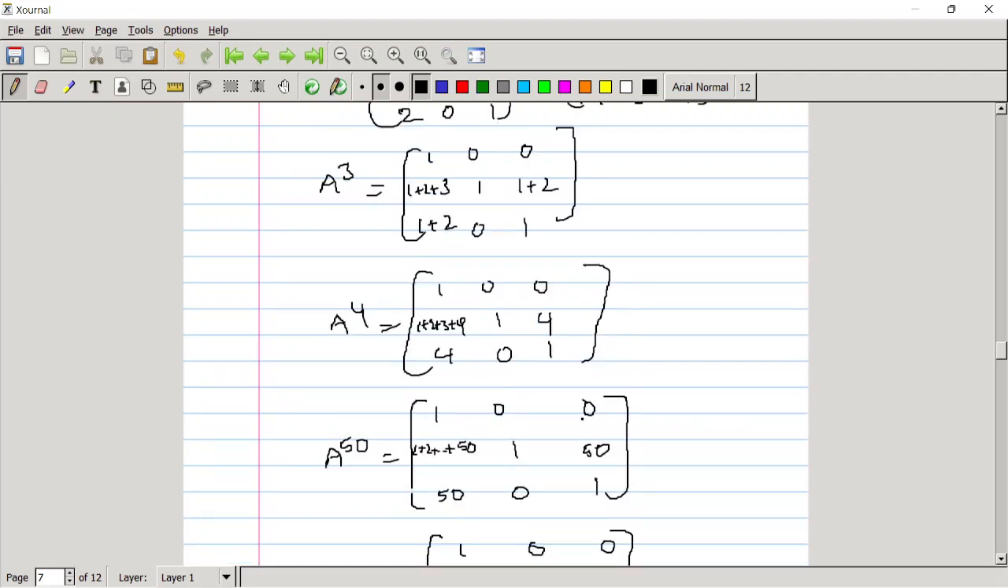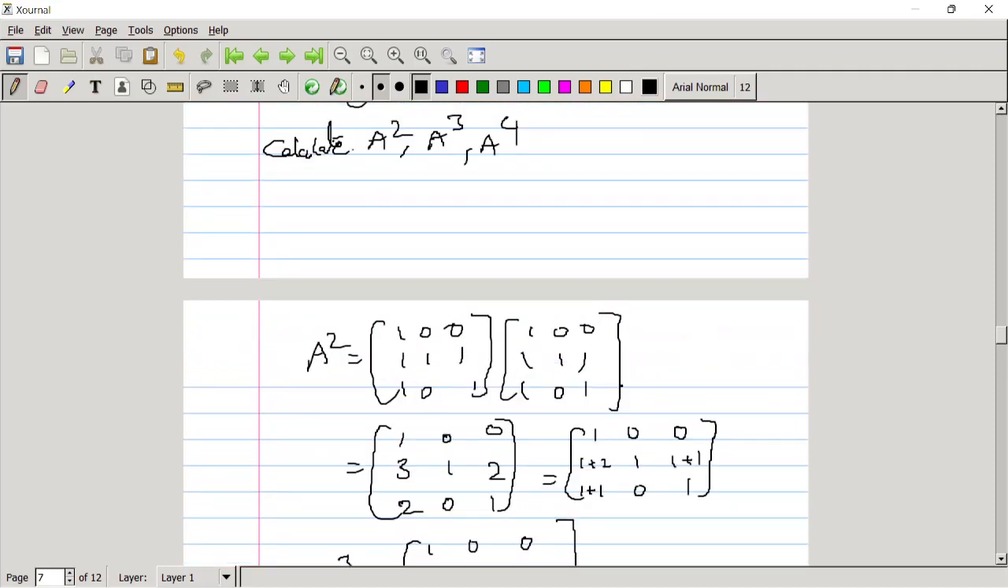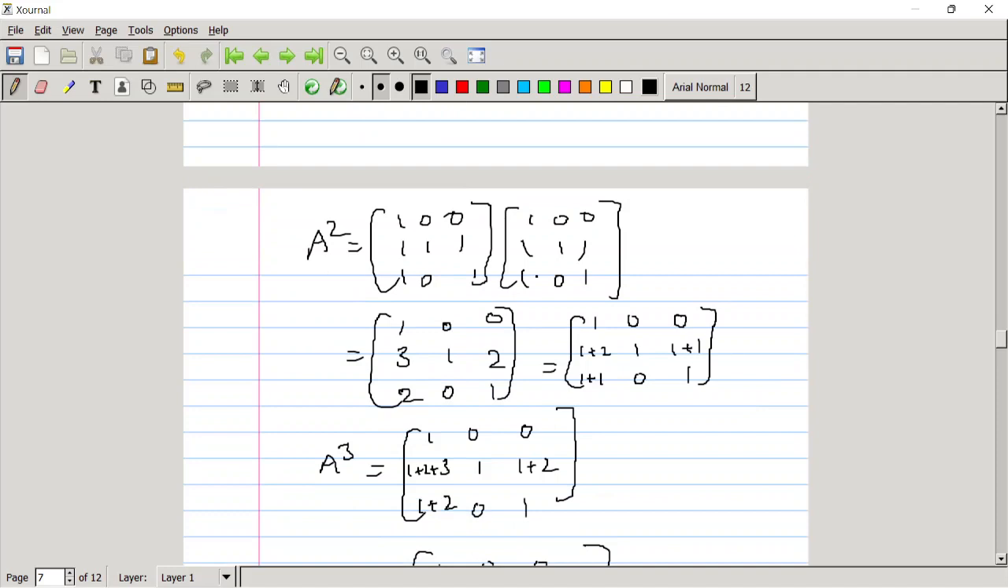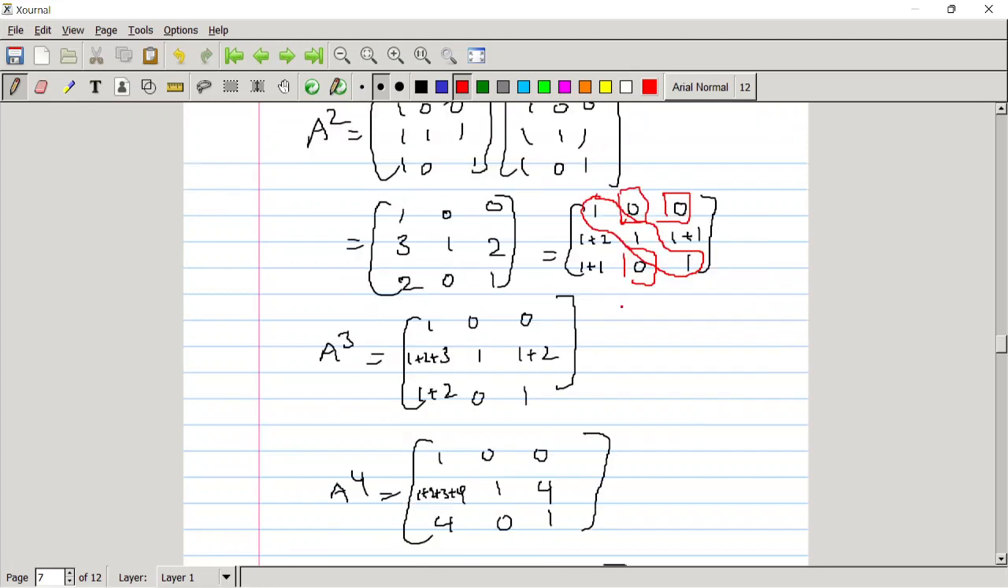So if you observe the matrices A square, A cube and A power 4, let me compare A square with A cube. In every matrix A power n, we get these diagonal elements are ones only, and these three elements are zeros only. We have to think about the rest of the three elements.